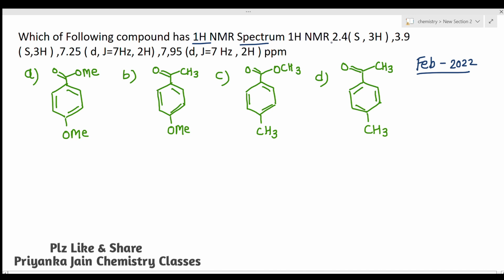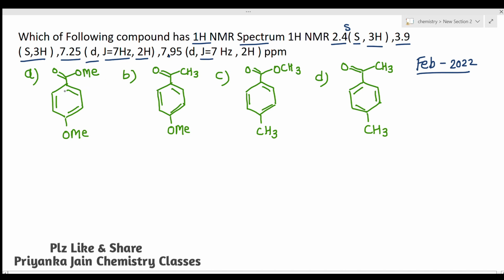A singlet at 2.4 delta value for 3 hydrogens. Another singlet is at 3.9 for 3 hydrogens. Next is 7.25, a doublet for which J is equal to 7 Hz for 2 hydrogens. And this one is 7.95, a doublet, J value is 7 Hz for 2 hydrogens. So here J value is 7 Hz, that denotes that these hydrogens are ortho hydrogens.